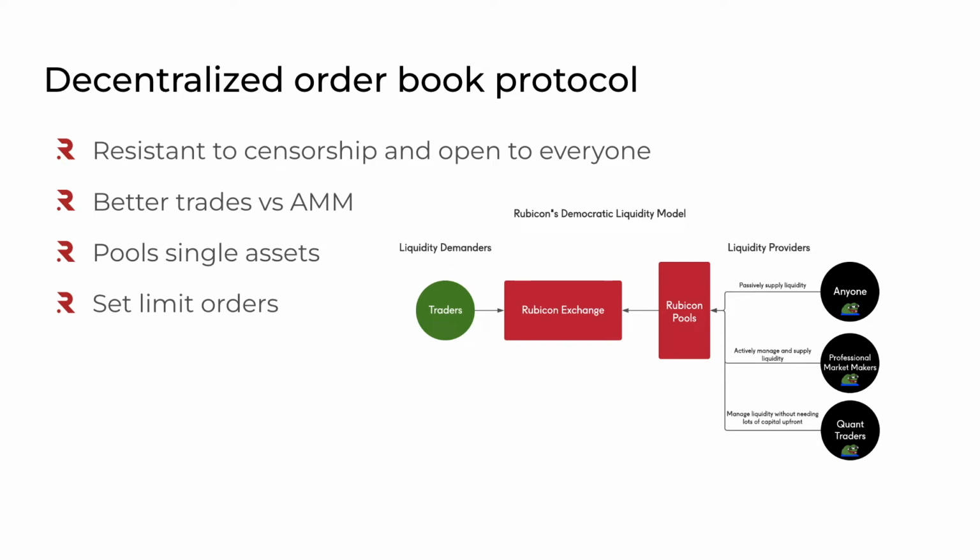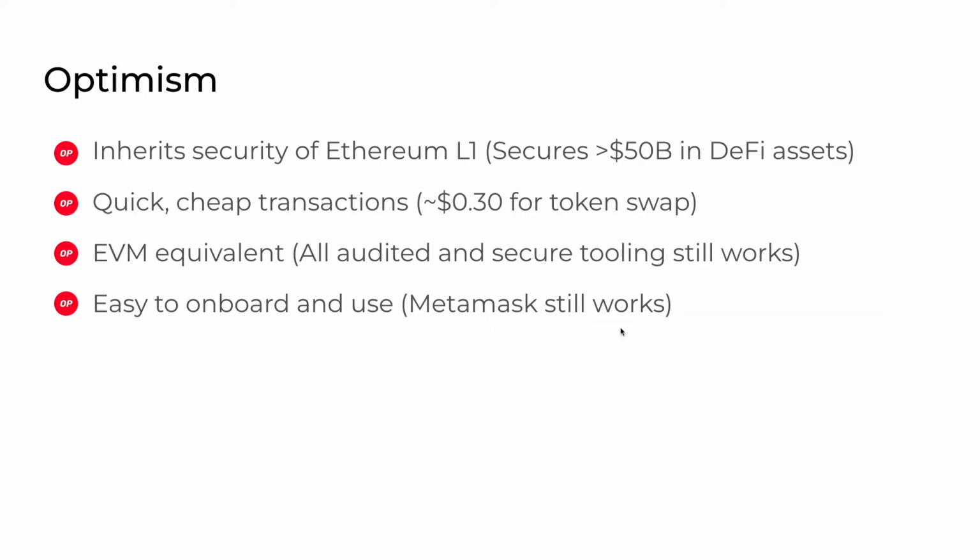Rubicon gives people the option to passively participate in market making, as this inner circle shows, or actively participate in it, as the professional market makers or quant traders would do. This is very beneficial because it gives you the benefit of AMMs, of being able to one or two click and deposit your money and make some yield on it. Or if you want to be a little more active and actively manage your funds, you can do that as well.